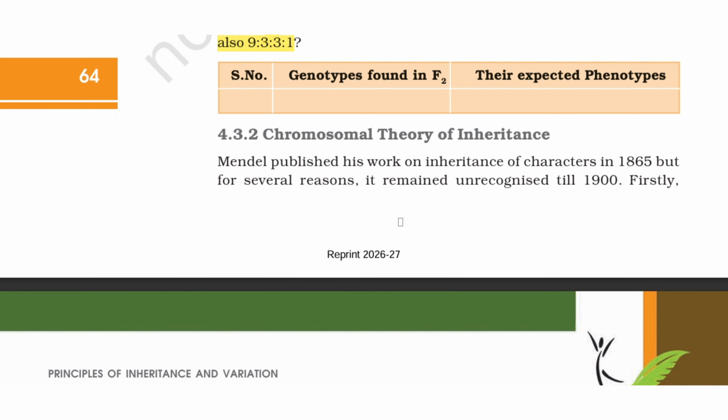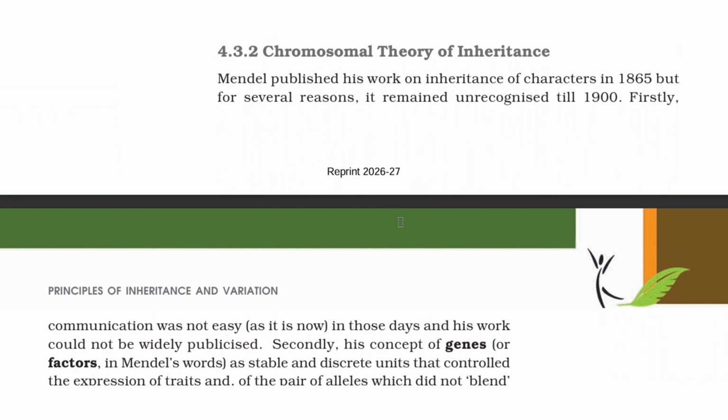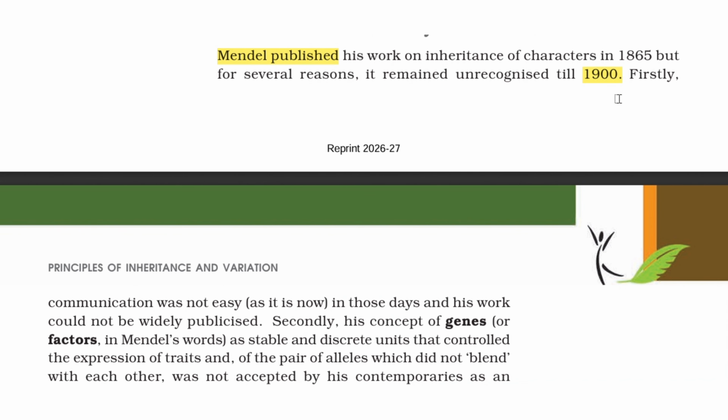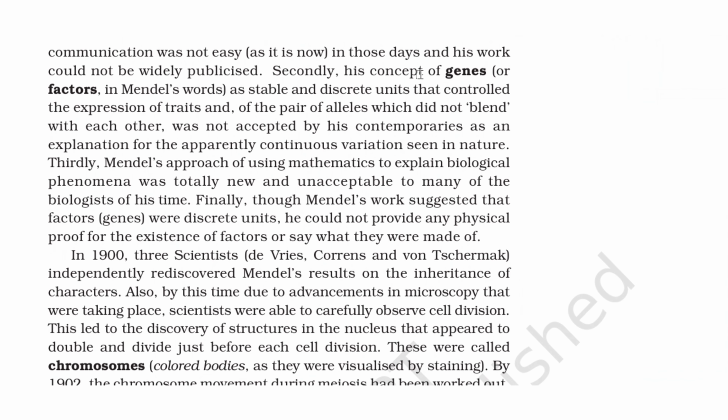Chromosomal theory of inheritance. Mendel published his work on inheritance of characters in 1865, but for several reasons, it remained unrecognized till 1900. Firstly, communication was not easy, as it is now, in those days, and his work could not be widely publicized. Secondly, his concept of genes, or factors, in Mendel's words, as stable and discrete units that controlled the expression of traits and, of the pair of alleles which did not blend with each other, was not accepted by his contemporaries as an explanation for the apparently continuous variation seen in nature.